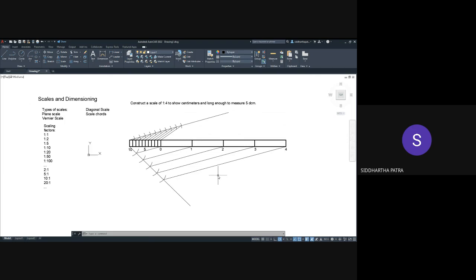Okay. So do you think this one can be done? Yes, sir. And also notice that this shows centimeters as well as 5 decimeter. It can measure up to 5 decimeter and it is in 1:4 scale. Okay. So this is your first assignment.